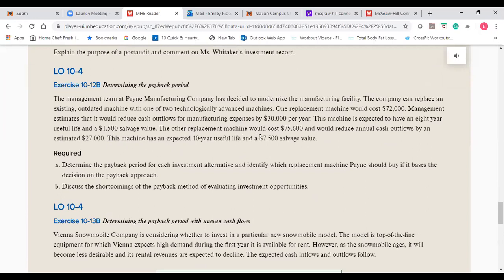And then the second one is $75,600 with an estimated income, or a reduction of outflows, of $27,000. So go ahead and figure out what those numbers are first, and then we'll talk about what the salvage value is. Also, I'll give you a few minutes.